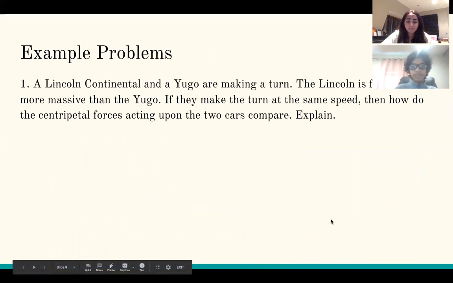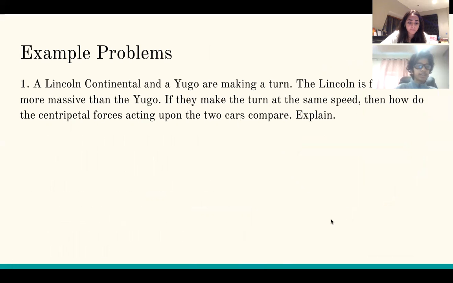So now that we've covered basically all the formulas and all the topics in centripetal motion, we'll go through a couple of practice problems that you might see on the AP. The first one: a Lincoln Continental and a Yugo are making a turn. The Lincoln is 4 times more massive than the Yugo. If they make the turn at the same speed, how do the centripetal forces acting upon the two cars compare? Explain. I'll give you maybe 5 seconds to pause the video and come up with your own answer, and then we'll come back to it.